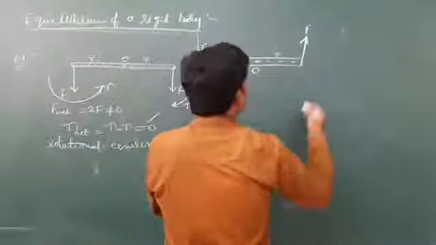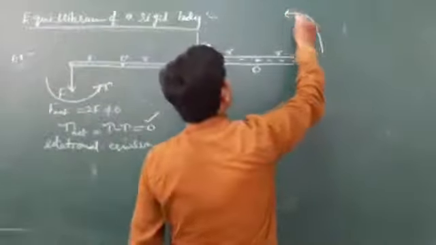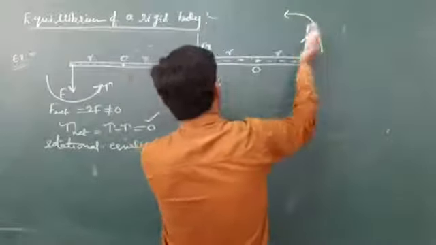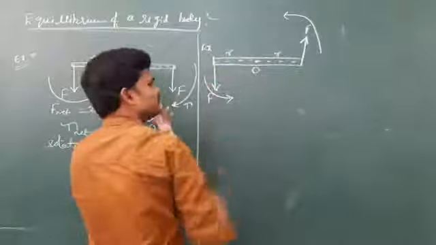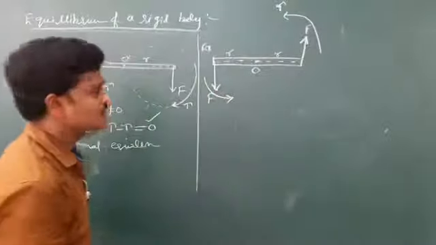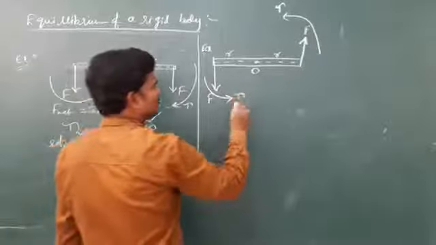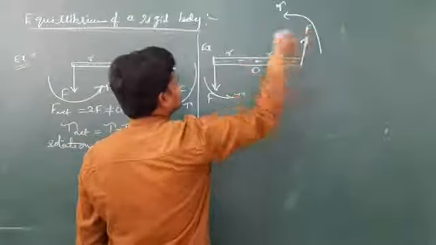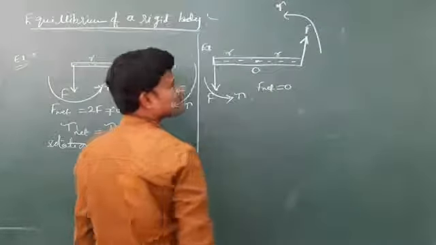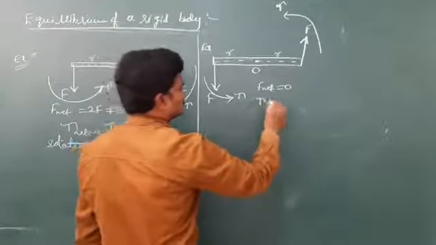See, in general, this force will create a torque in this direction. If this is not there, this rod rotates in this direction. If this is not available, this will rotate like this. So it will create some torque, tau. This also creates some torque, tau. See the net force: one is upward, the other one is downward. What is the net force? Net force is 0.